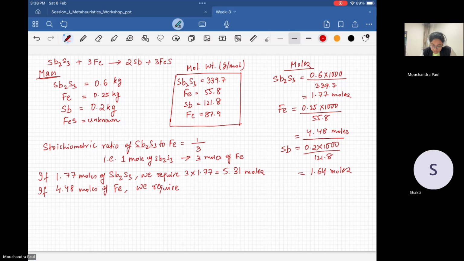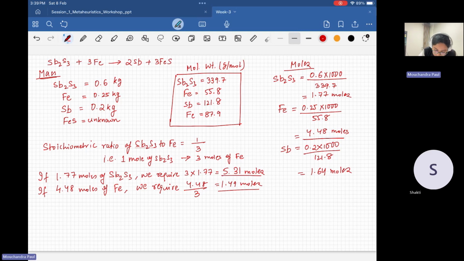how much Sb2S3 is required? It is 4.48 divided by 3, correct? So it is 4.48 divided by 3, which is 1.49 moles. This means what?